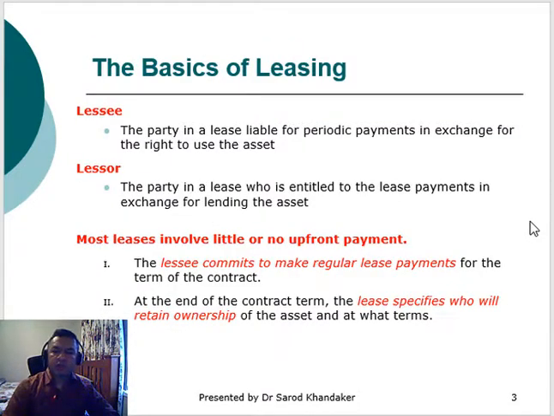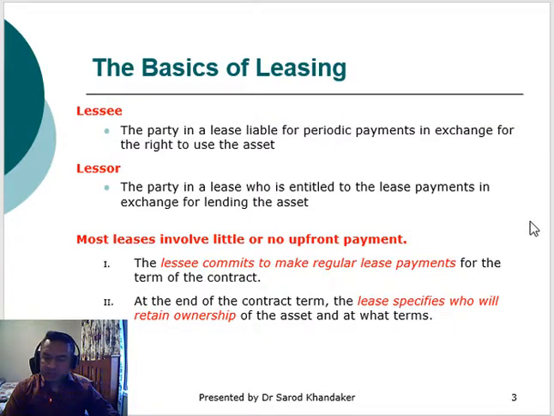So, the basis of leasing. The first slide will talk about the definitions of different parties of lease finance. Number 1 is the lessee. The lessee is the party in a lease liable for periodic payment in exchange for the right to use the asset. So the lessee is basically who is actually leasing the asset and paying a periodic payment for utilizing that asset.